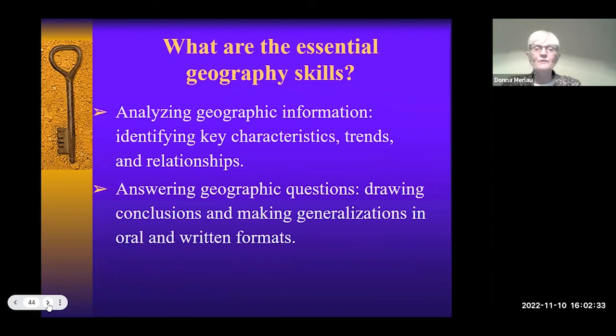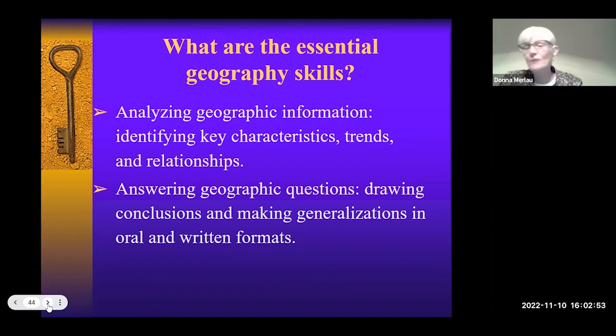Analyzing geographic information means that I'm identifying key characteristics and trends and relationships. What are those processes and patterns? I'm answering questions and drawing conclusions and making generalizations. Notice I didn't want to make any generalizations about that first image of Africa because we didn't have enough information.